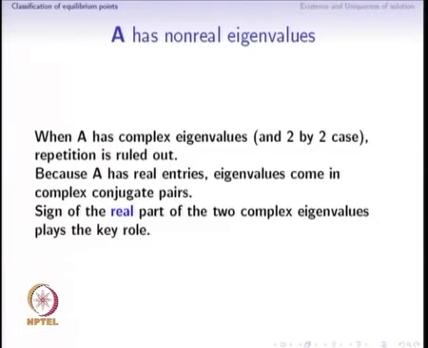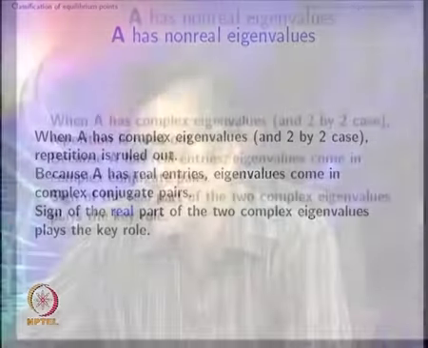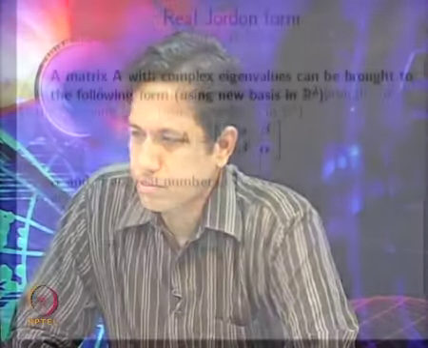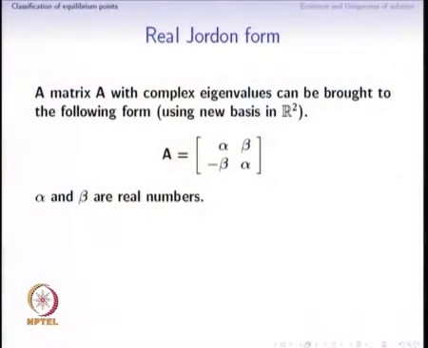Why? Because they have to occur in conjugate pairs. Since A has real entries, the eigenvalues have to occur in complex conjugate pairs. That time the sign of the real part plays a key role, the real part of the two complex eigenvalues. We will also need to know what is real Jordan form.